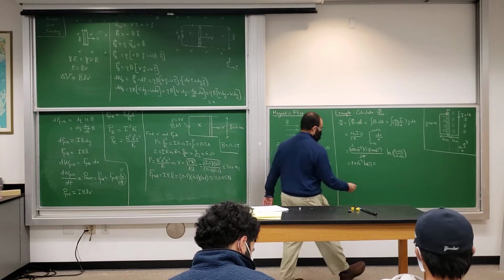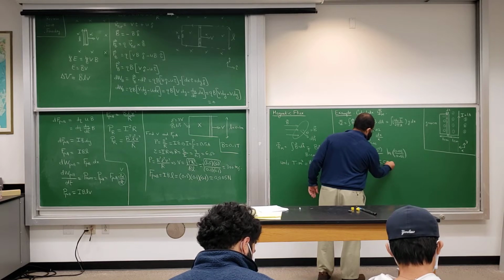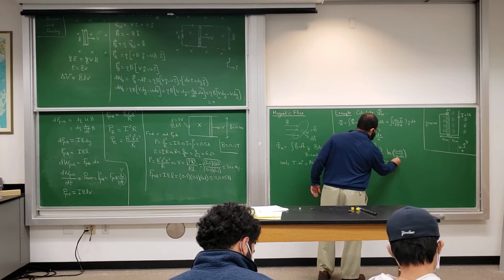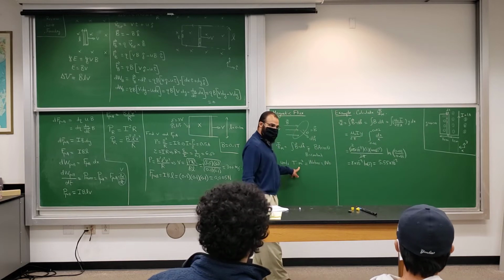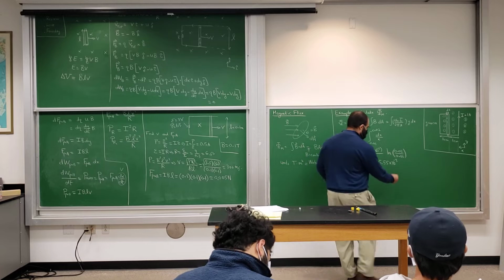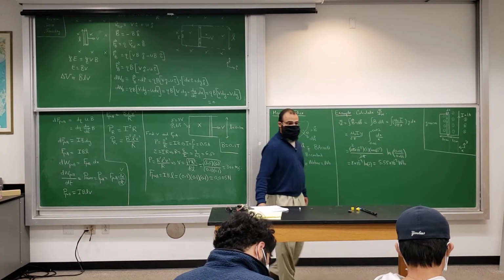Times 10 to the negative 9. Yep. 5.5. Anybody remembers the units? They were Tesla meters squared or Weber. So that's the flux.